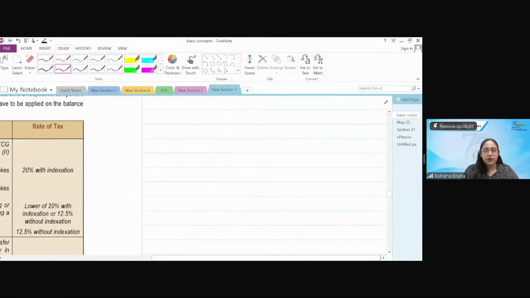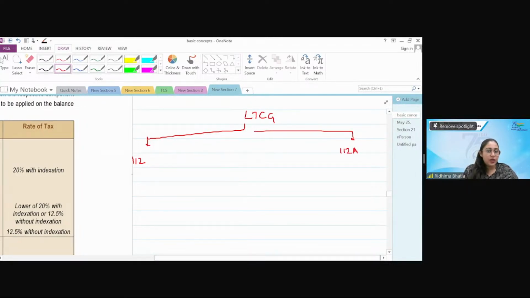As a chart, I'll write, okay? So LTCG, you can make a note of it also. There is one LTCG under section 112, and then there is one LTCG under section 112A. First, if I have to talk under section 112, now there is change. Next year, all would be sorted.